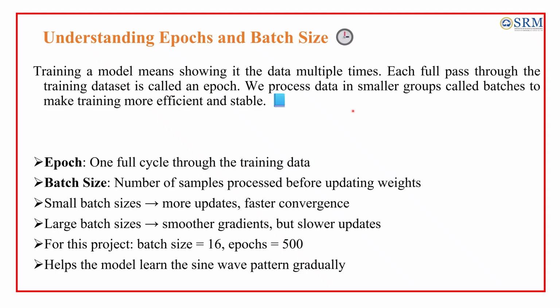In this project we are using a batch size of 16, and initially we are taking 500 epochs, 500 training sets. Then we'll do it with 1000 once, so that you can clearly see the difference for overtraining the data. This allows a small network to gradually refine its predictions and helps it learn the sine wave pattern smoothly and gradually.